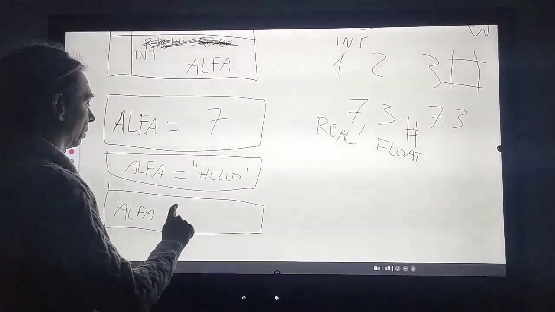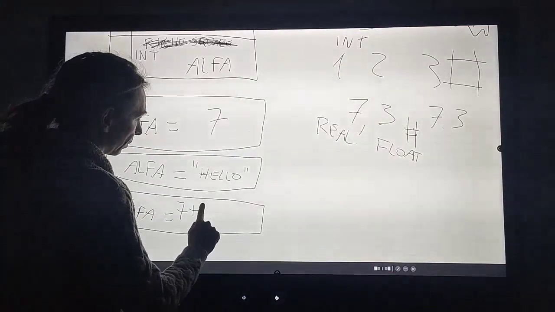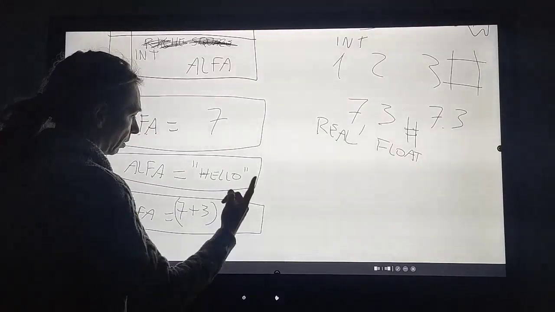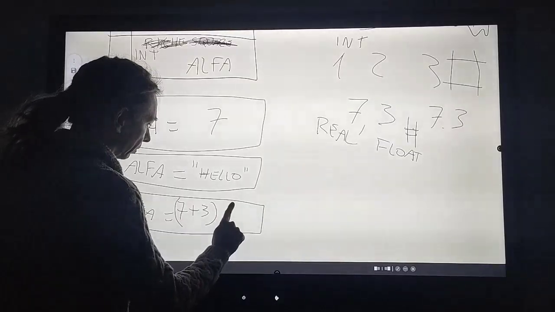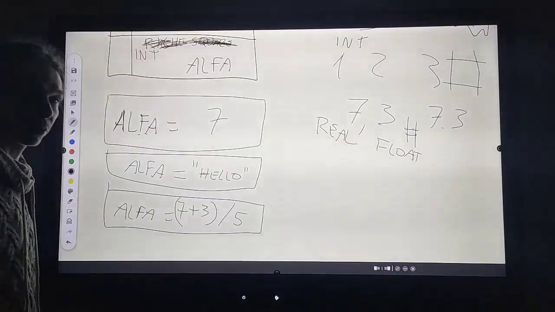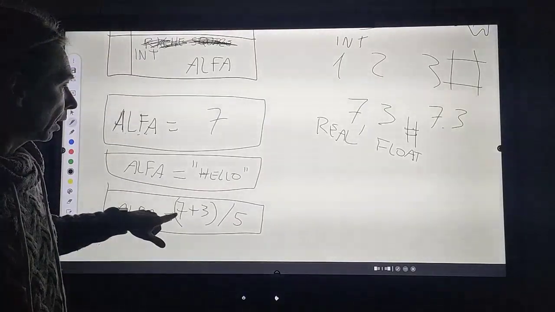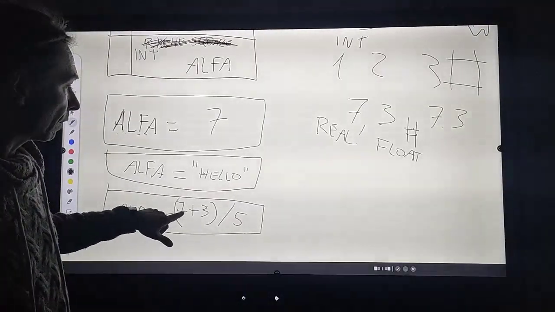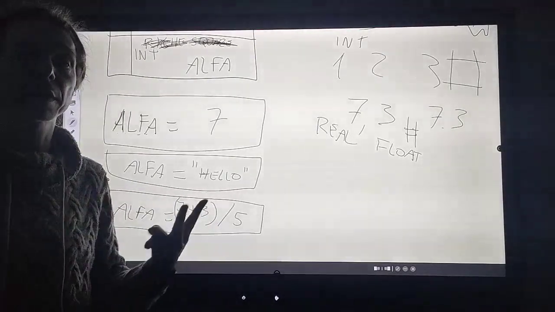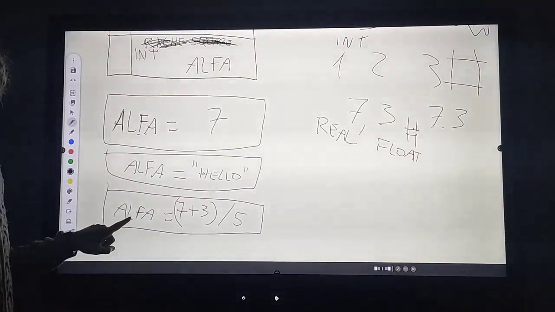Let's say, I don't know, 7 plus 3 divided by 5. I don't know. The droid is sure will do the math. So 7 plus 3, 10, and then we'll divide by 5, so final result is 2, and he will write 2 inside alpha.